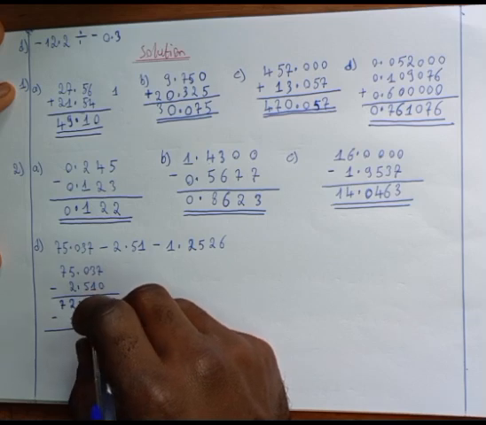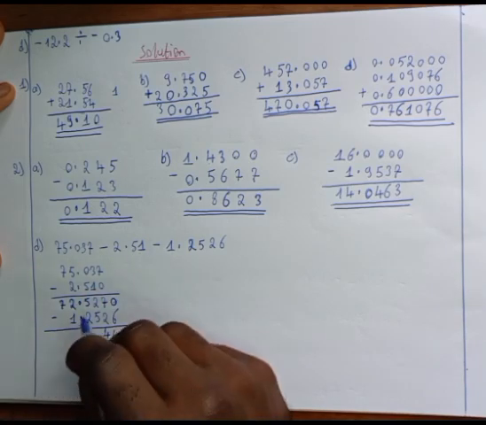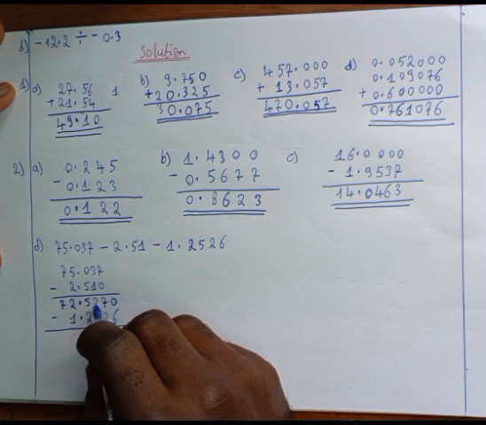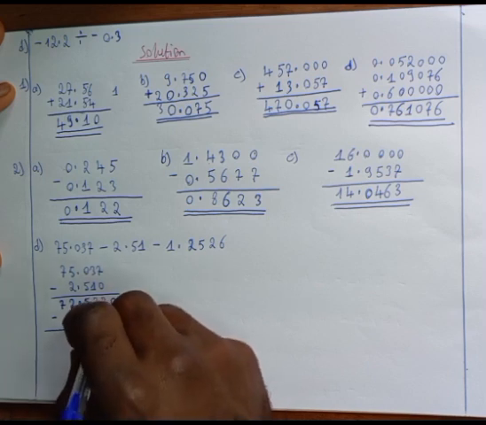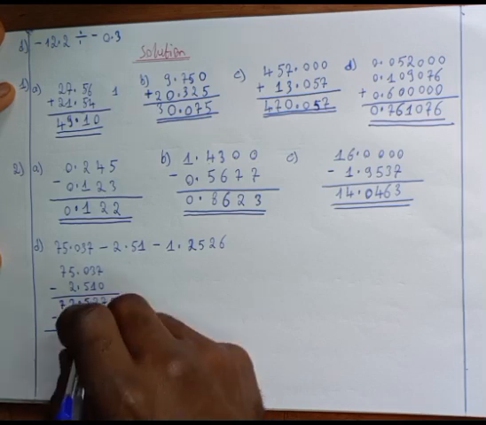2 is less than 5. We are going to move to the next higher place value. We take a 1, which represents 10. 10 plus 2 gives us 12. 12 minus 5 gives us 7. Here now we are left with 4. 4 minus 2 gives us 2.